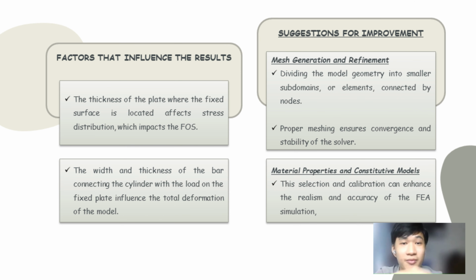What are the factors that can influence the results? The first one is the thickness of the plates, where the fixed surface is located, which affects the stress distributions. The second one is the width and thickness of the bar connecting the cylinder with the load on the fixed plate. For suggestions, consider mesh generation and the material properties and constitutive models. We need to be careful with the meshing and the material selection to enhance the accuracy of the FEA simulations.